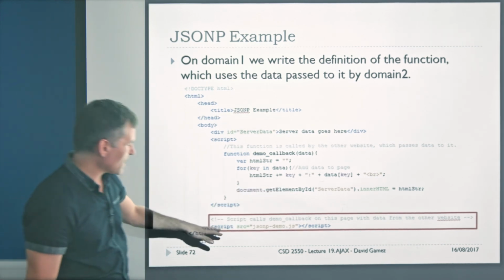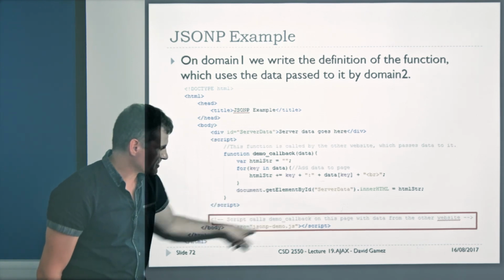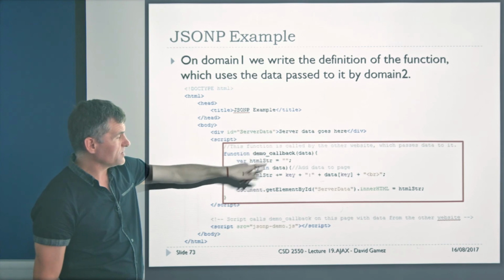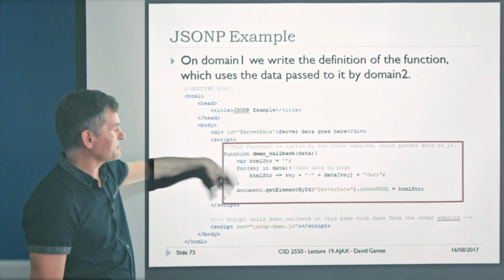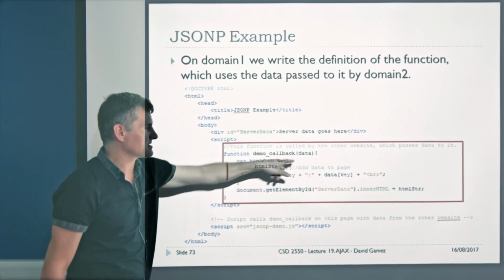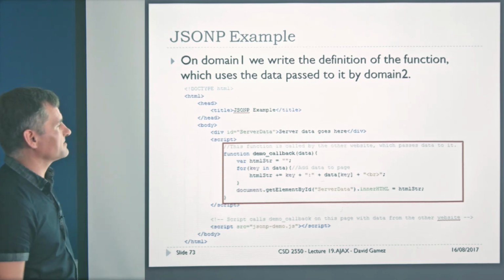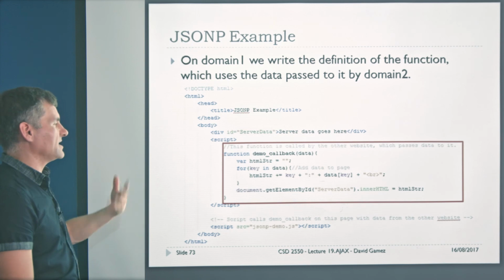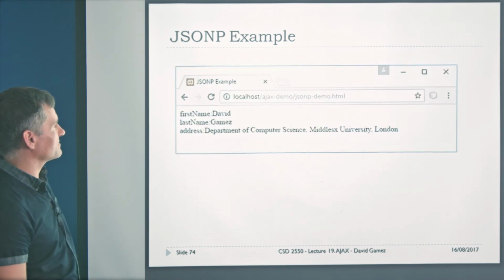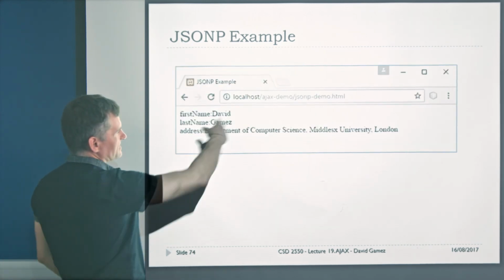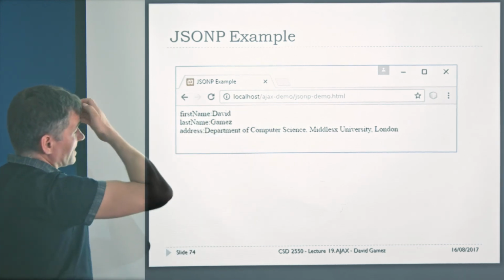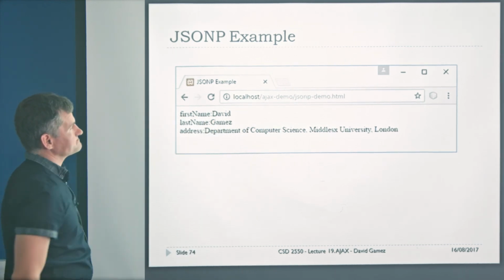So on domain 1, I include this script that's running on domain 2, and that enables domain 2 to call this function. The script on domain 2 is going to call this function and pass this data to my page, which I can then do what I want with. And as long as I know the format of that data, I can manipulate it and insert it into the page and so on and so forth. So if you run JSONP demo HTML, then you can see the data that could potentially come from the domain being displayed on this domain.